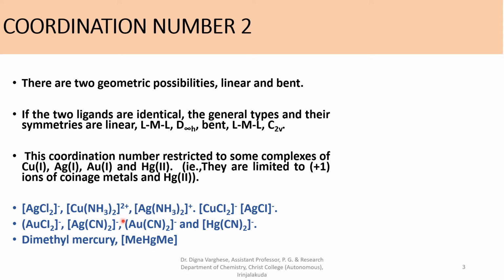Coordination number 2 is usually found with coinage metals and mercury(II) ions. They are formed in solutions under ordinary laboratory conditions from the +1 ions of coinage metals and group 12 metals. They are closely related to mercury(II), which is a d10 species.